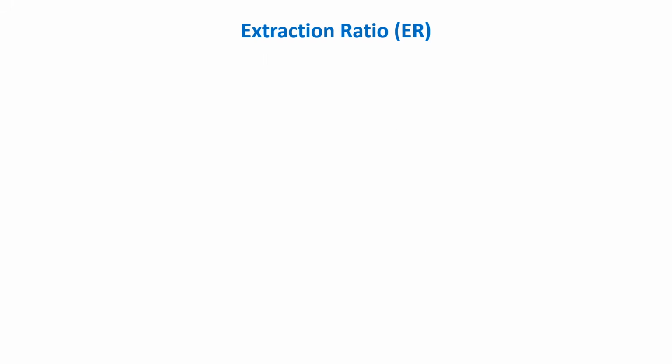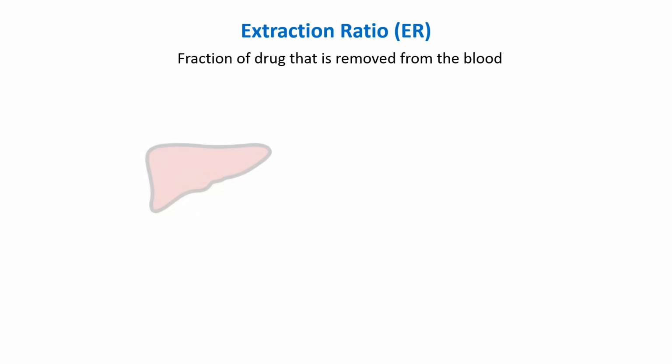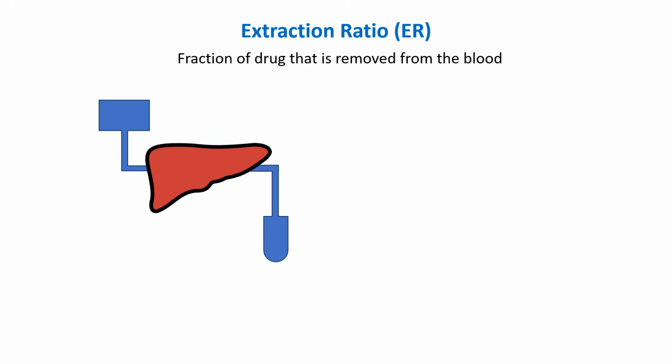The concept of hepatic clearance can be better understood with extraction ratio. Extraction ratio is the fraction of drug that is removed from the blood during a single pass through the liver. To calculate extraction ratio, the concentration of a drug entering and exiting the liver should be measured. C-in represents the amount of drug delivered to the liver by hepatic artery before any metabolic activity has occurred. It gives an indication of the initial burden the liver must process.